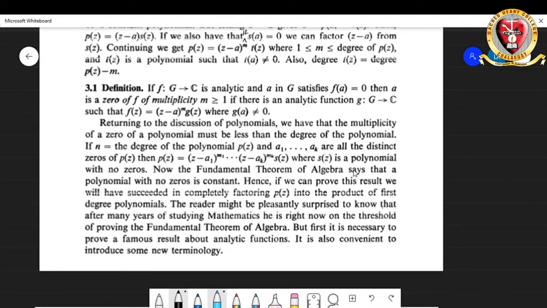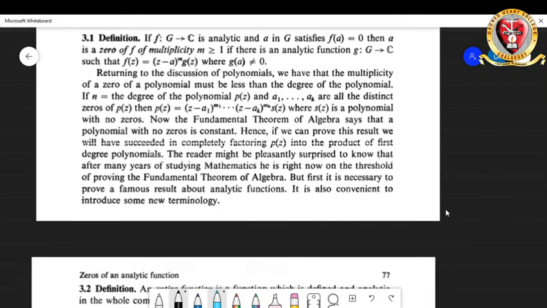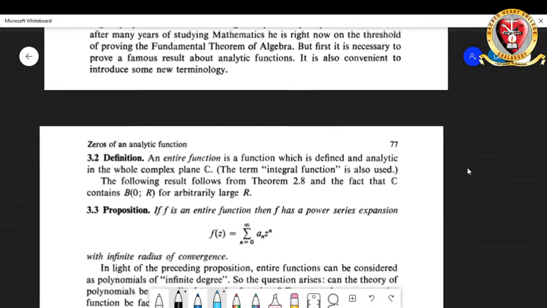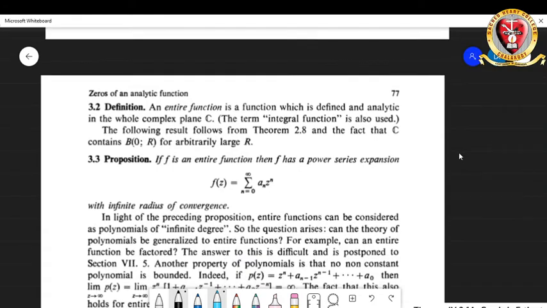And that leads to the movement towards the proving of the fundamental theorem of algebra, which says that a polynomial with no zeros is a constant. So let's move on to that.